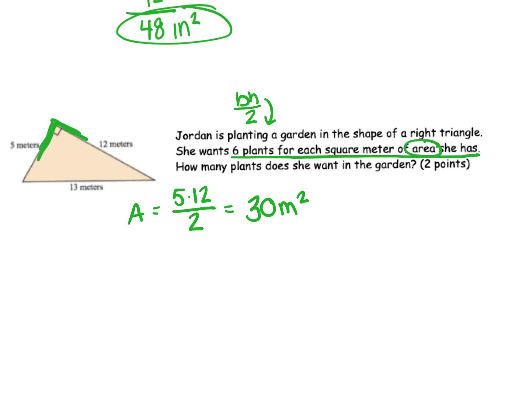Well, now if we jump back up to the problem, it tells us that she wants 6 plants for each square meter. So if we have 30 square meters and she's planting 6 plants in each of those square meters, we're going to take the 30 square meters we have and multiply it by 6, because we're putting 6 per square meter, which is multiplication, to give us a total of 180 plants. And that's our final answer.